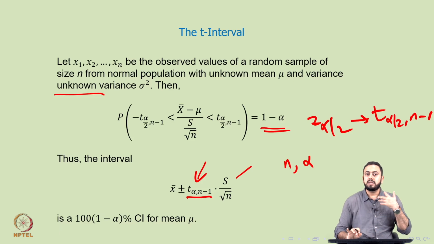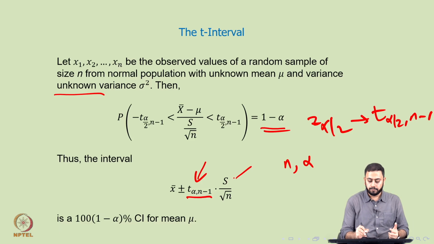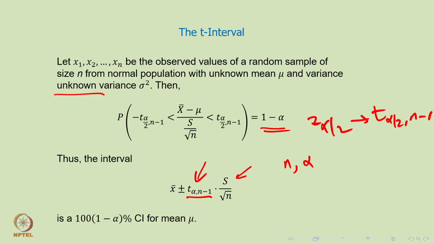So since sigma square is unknown, we cannot have sigma in this place. So we replace sigma by s, but the important property is that the moment you replace sigma by s, the underlying distribution becomes t there.